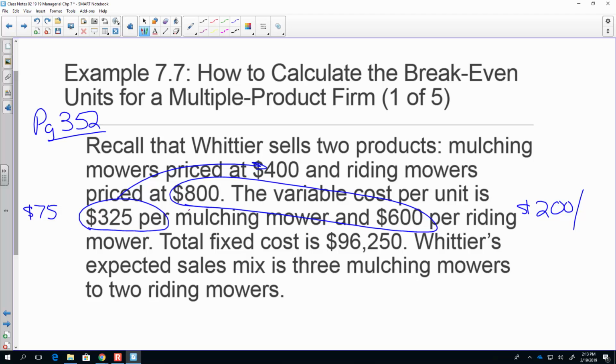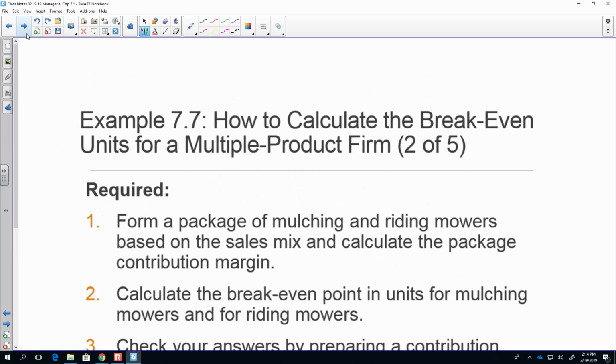And that makes sense. Why do you think Ford likes trucks versus cars? They make a ton more on their trucks than on their cars. So that's why they're dropping their car line. They don't make enough money on those cars for what they're trying to accomplish. So same is true here. They make more money on their rider machines.